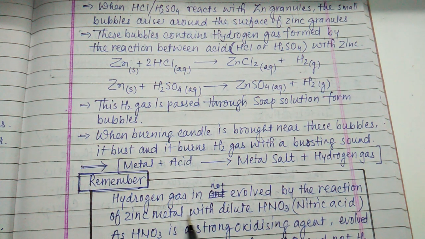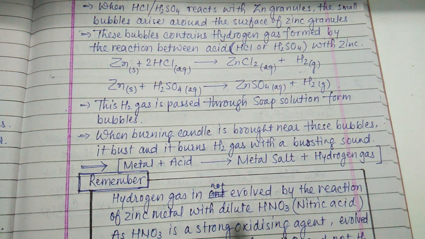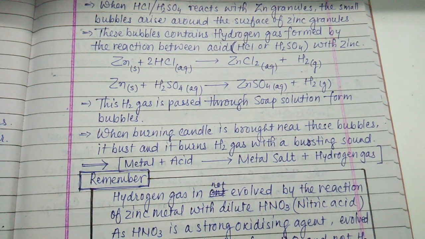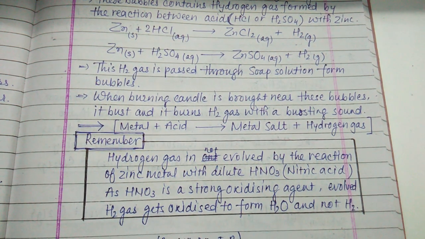Now hydrogen gas is not evolved by the reaction of zinc metal with dilute HNO3. With nitric acid, any metal does not give hydrogen gas. Why? Because nitric acid is a strong oxidizing agent. So the evolved hydrogen gas gets oxidized to form water, H2O. So hydrogen gas is not evolved.